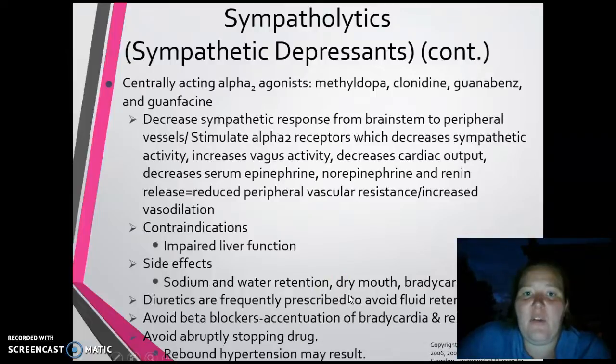So then we have your sympatholytics. You have the alpha-2 agonists, so methyldopa, clonidine. Remember, clonidine is Catapres. We've been talking a lot about that. So it's a decreased sympathetic response from brainstem to peripheral vessels. This again is going to lay this out for you with your action and contraindications.